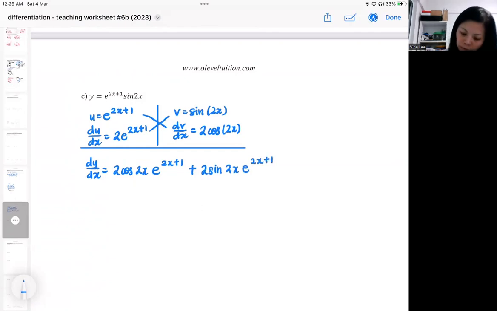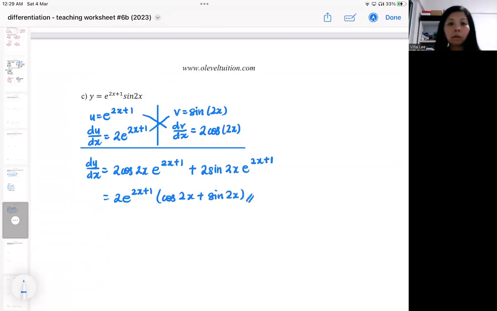Okay. Again, there's quite a bit of take out common factor. 2 is a common factor. E 2x plus 1 is a common factor. So usually the common factor is quite nice. So that's it. That's your product rule.